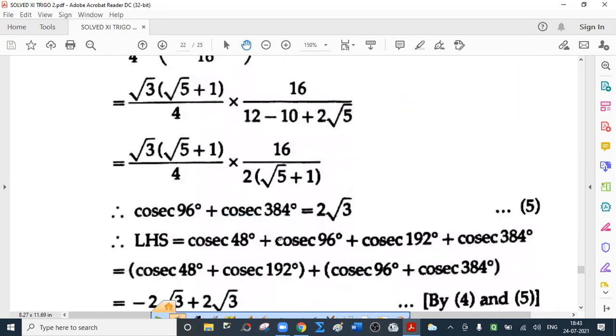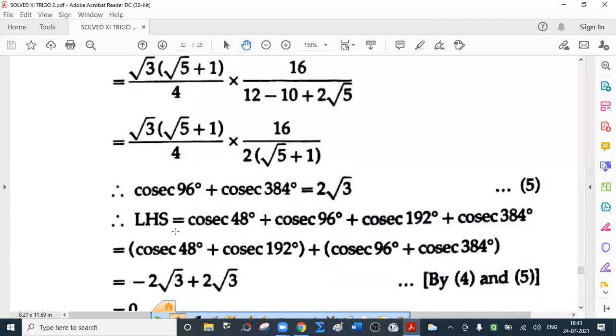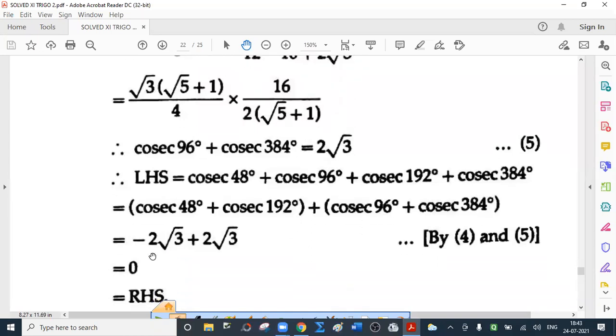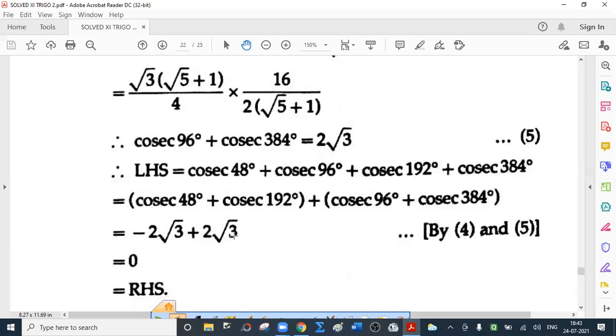So what is left hand side? Cosec 48 and so on. We have obtained values for both these brackets. Substitute them to get 0, which is nothing but right hand side.